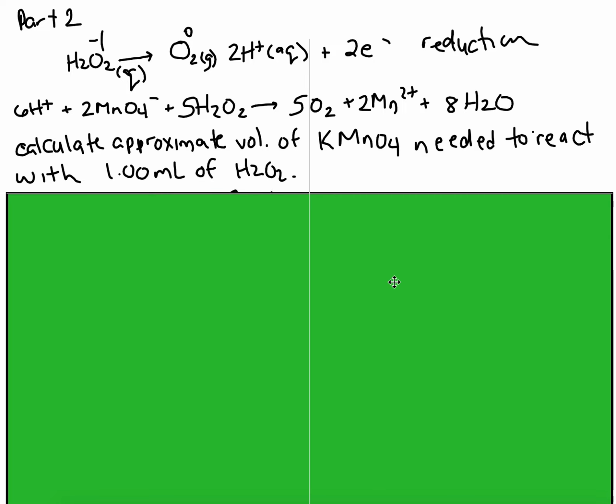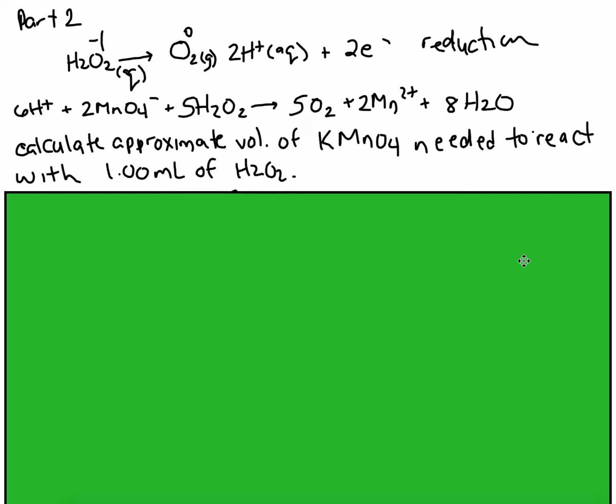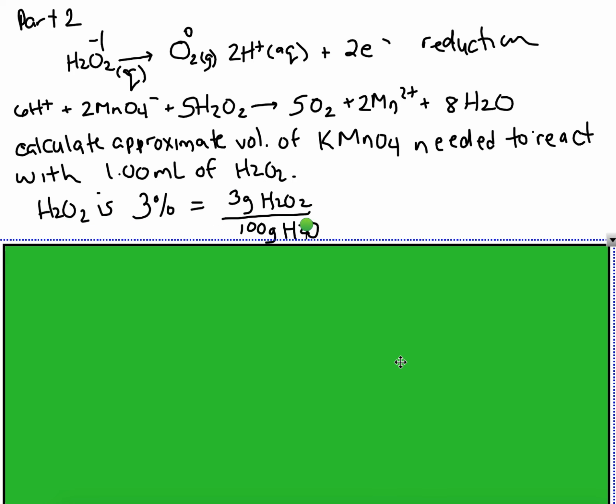So the question is, calculate the approximate volume of potassium permanganate needed to react with 1 milliliter of hydrogen peroxide. So if you measure out 1 milliliter and you put it into the flask, you add the same amount of water, you add the same amount of sulfuric acid, and then you go ahead and you titrate. What's the approximate volume? If we assume that the label is correct, it says 3%.